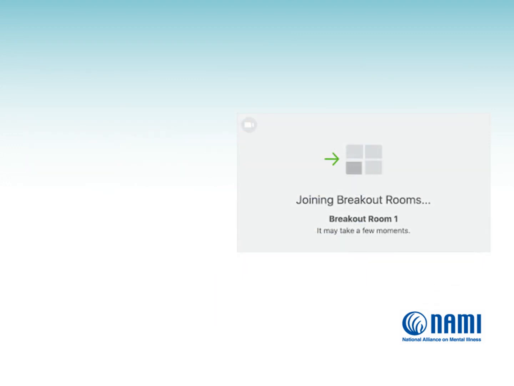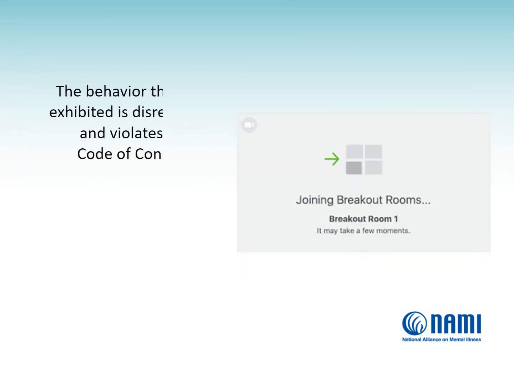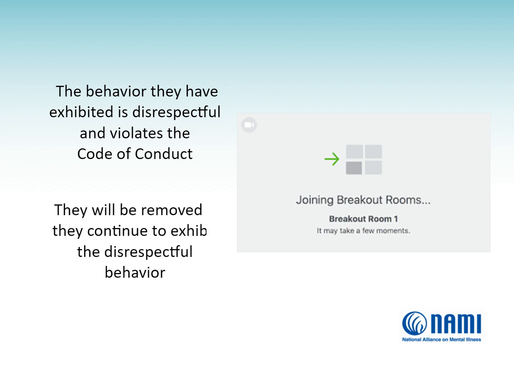While in the breakout room, explain to the participant that the behavior that they've exhibited is disrespectful and violates the Code of Conduct. The participant also needs to agree to stop and/or change their behavior before letting them back into the group or class. Next, inform the participant that they will be removed from the meeting if they continue to exhibit the disrespectful behavior.